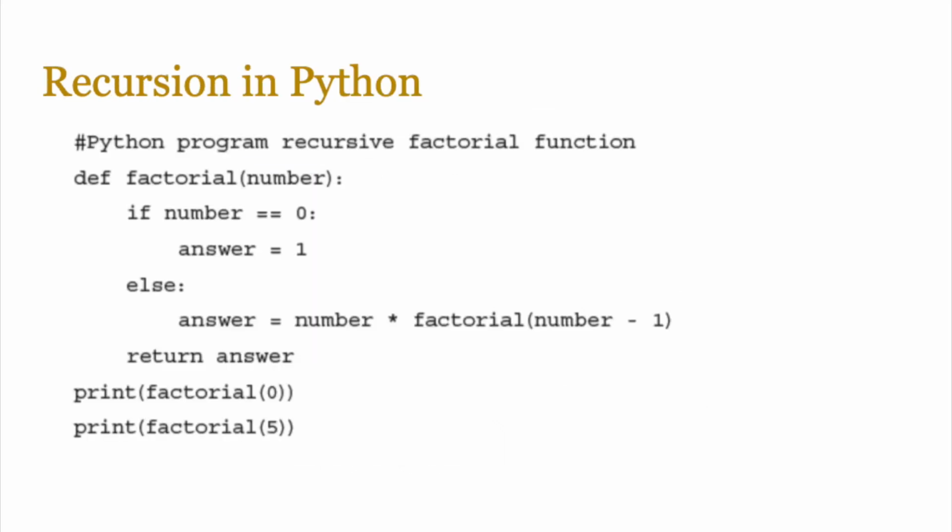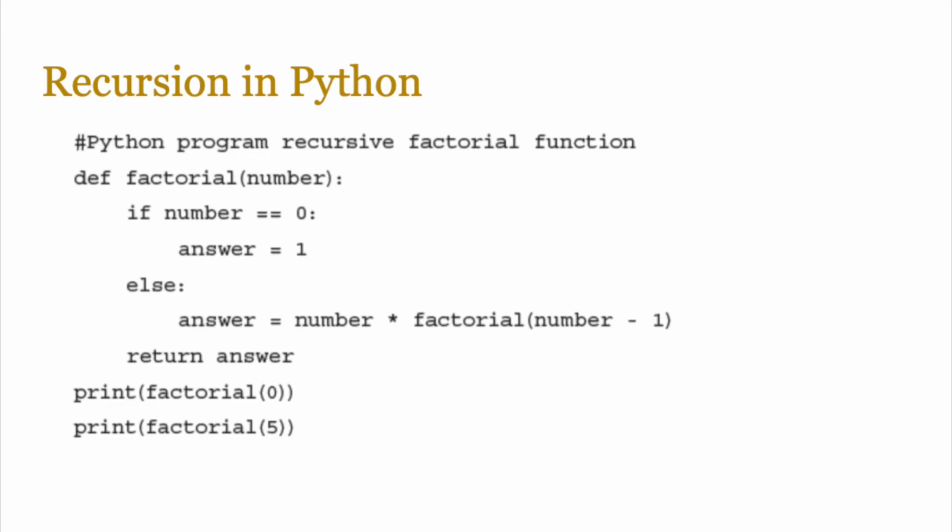Now that's all well and good, but how do you actually code it in Python? So if you pause the video, you can go through a bit of Python code. It's pretty straightforward. We create a definition factorial where we take a parameter which is a number, and if this number equals 0, then the exit condition is 1. Otherwise, answer is number times factorial, number minus 1. And at the end, you return the answer.